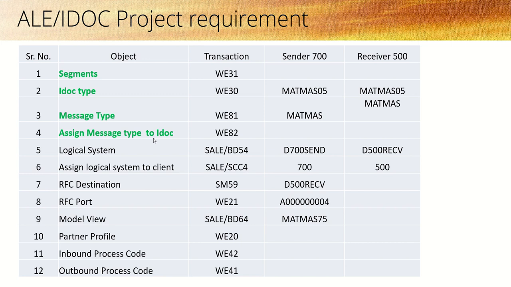As MATMAS is the standard message type provided by SAP, we don't have to do any configuration for that, but we'll just have a look at it: how to check the message type, how it is assigned to the IDoc type, what the IDoc type is, that is MATMAS05, and also we'll see the segment in WE31. So let's see all these steps one by one. First we'll see the message type and understand what the message type is.